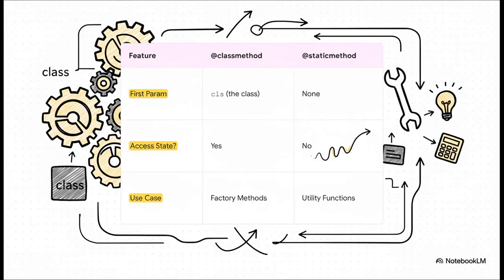Okay, so here's the crucial difference, and it's actually super simple. It all comes down to that very first parameter. A class method, decorated with @classmethod, always gets the class itself passed in as the first argument, which we usually just call cls. And that's its superpower, because it means the method can actually interact with the class. A static method, on the other hand, gets nothing. It's basically just a regular function that happens to be living inside the class, mostly to keep things organized. It has no idea about the class or any objects made from it.